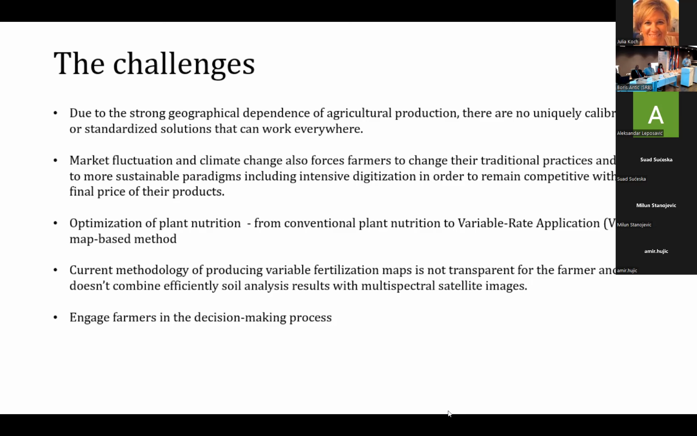So there are also some methodologies we find on the market about variable fertilization, producing maps, and so on, but it's not transparent for the farmers. This is the big issue, because the farmers don't look friendly on all this process, because they don't have faith in the IT industry. This is another world, I can say. So they must see, they must feel all the process. They must also be involved in all the process of building the recommendation. So this is the challenge.